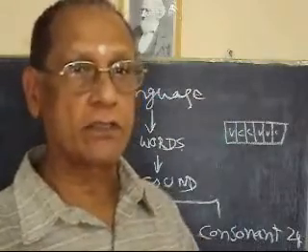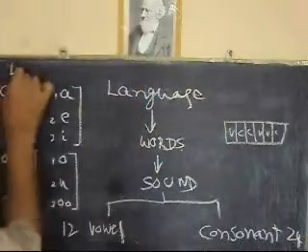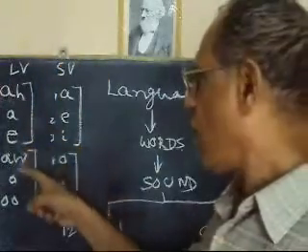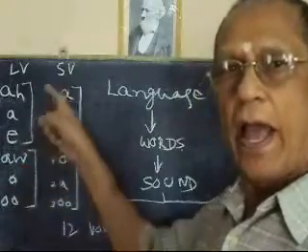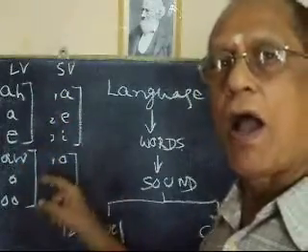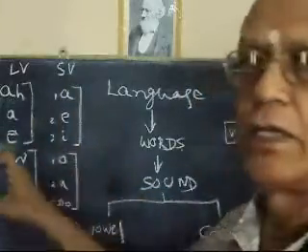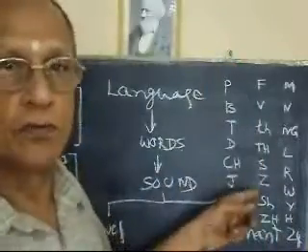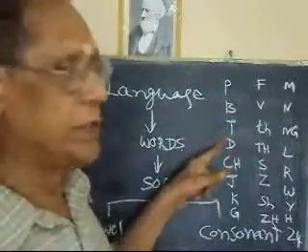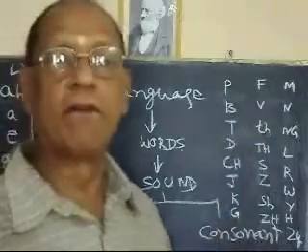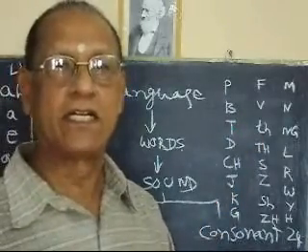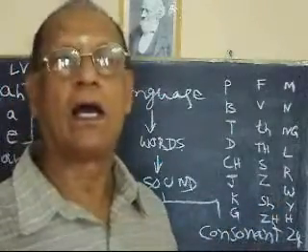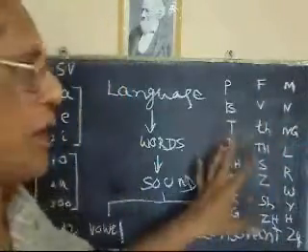What are the 12 vowel sounds? There are 6 long vowel sounds and 6 short vowel sounds. These are the 6 long and 6 short vowel sounds in the English language. These are the consonant sounds. These are the 24 consonant sounds.